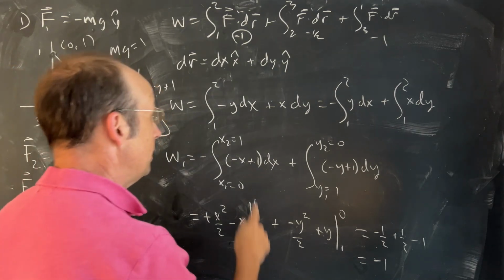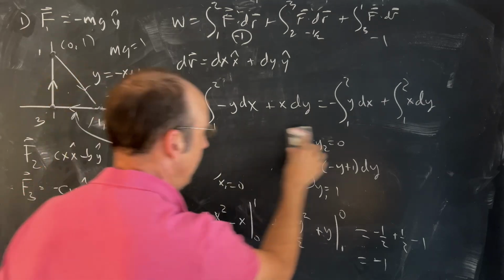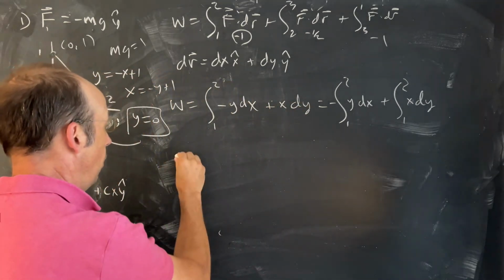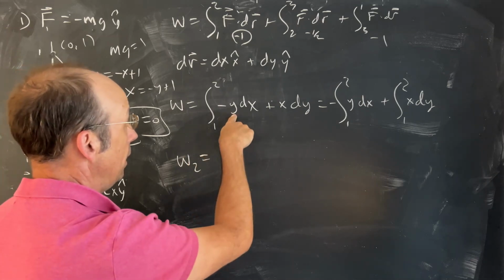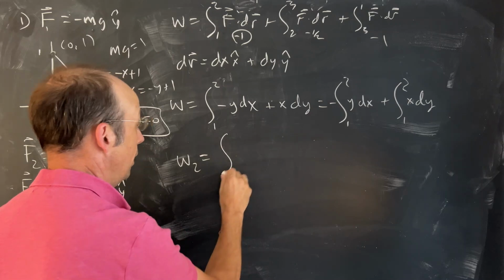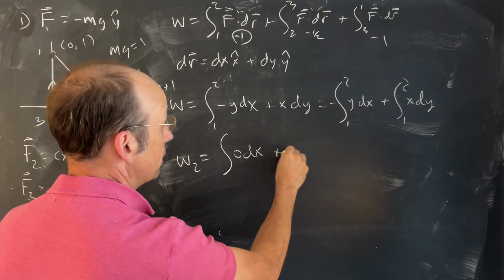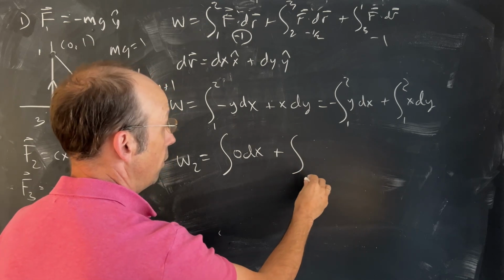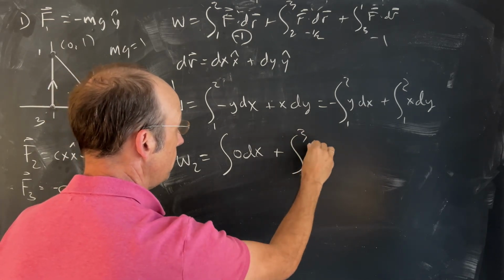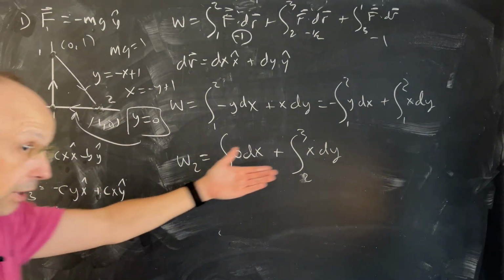So that means that when I make my substitution, I need to redo all this stuff. I can't just substitute in the limits of integration. It's a different path. Okay, so now work 2 is going to be, I can put in y equals 0, because that's what this is. So I get the integral of 0 dx. And then I have plus the integral of 2 to 3 x dy. Okay, but I still have that problem.